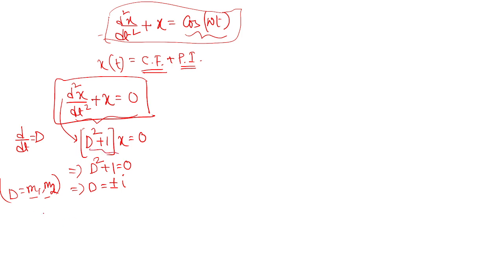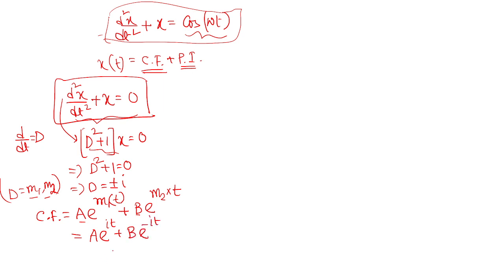then we write the complementary function as a e to the power m1 into the independent variable, which is t here, plus another coefficient. Because this is a second order equation, we will have two coefficients, and b e to the power m2 multiplied with the independent variable. In this particular problem, m1 and m2 are plus i and minus i. So you can write this as a e to the power it plus b e to the power minus it.